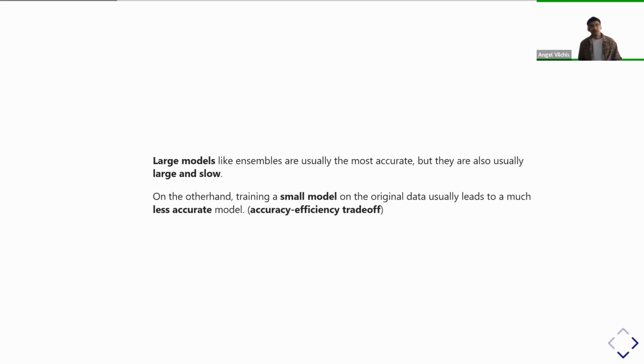So model compression revolves around the accuracy efficiency trade off. This trade off is the idea that large models are more accurate, but they're also less practical, less applicable because they're less efficient. They're more computationally demanding. While small models, on the other hand, are more efficient, but they're also less accurate. So that's the trade off.